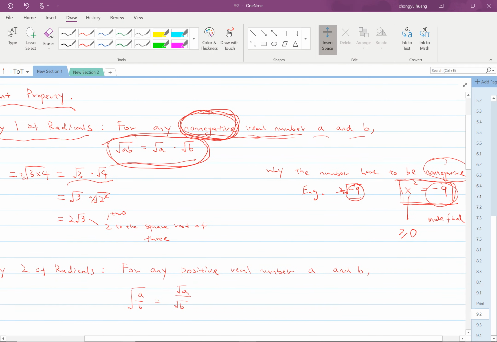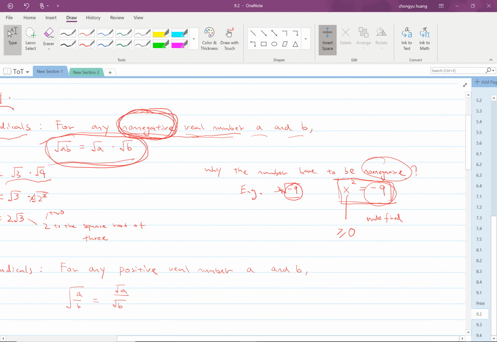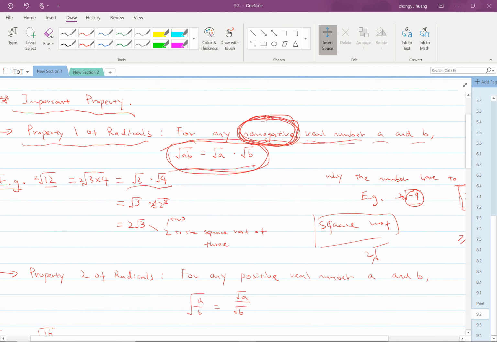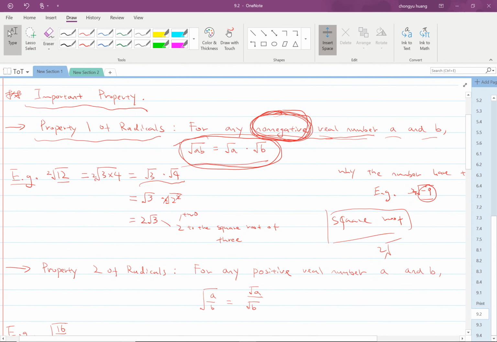That's basically why we need non-negative numbers here, because we are specifically talking about the square root. Therefore we need non-negative real numbers. If we have a negative number, then everything will be undefined, so that won't make sense. That's one of the conditions.